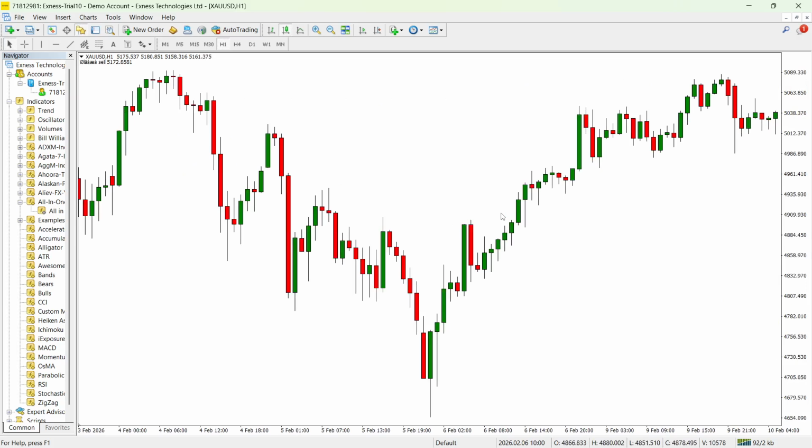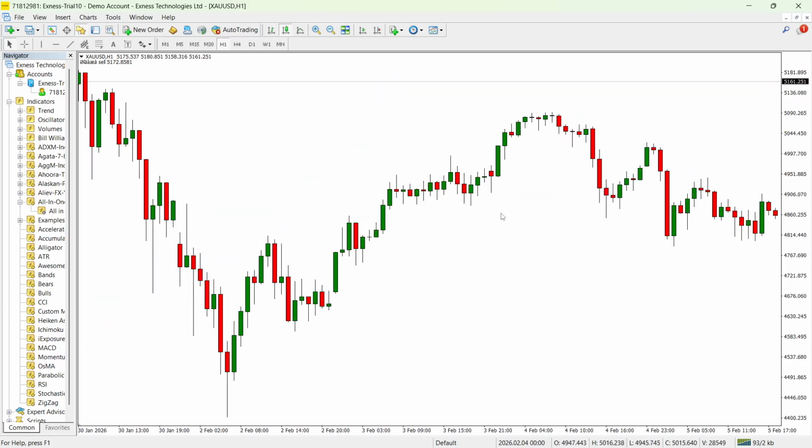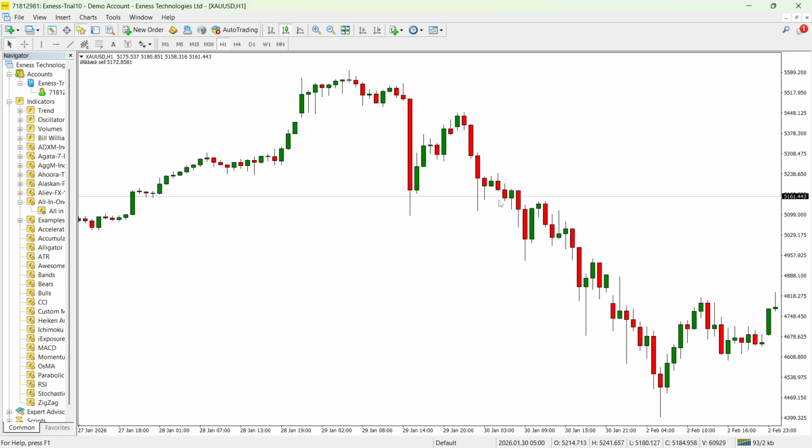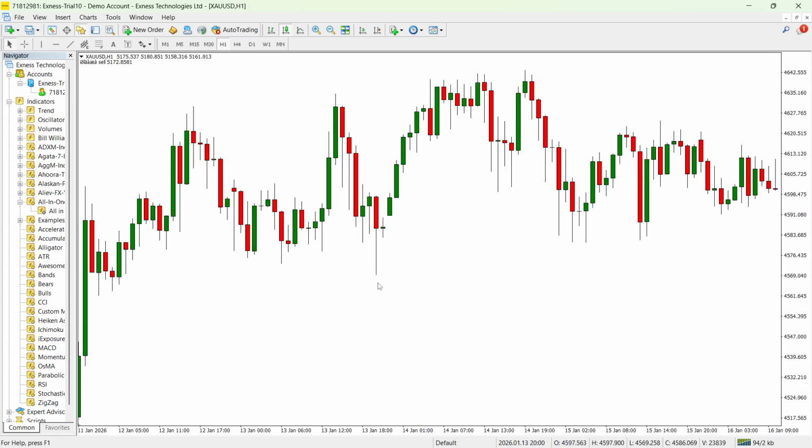In this video, you will see how the divergence signals appear on the chart, how the multi-oscillator engine works in a single window, and which key inputs you can configure to match your own style.